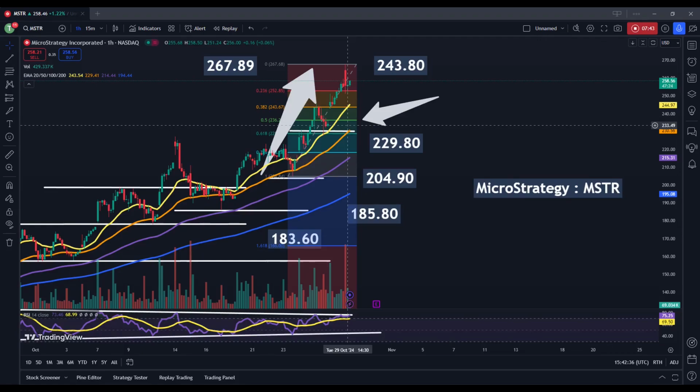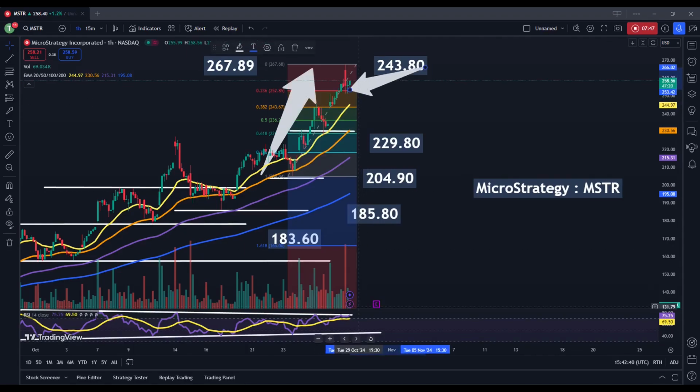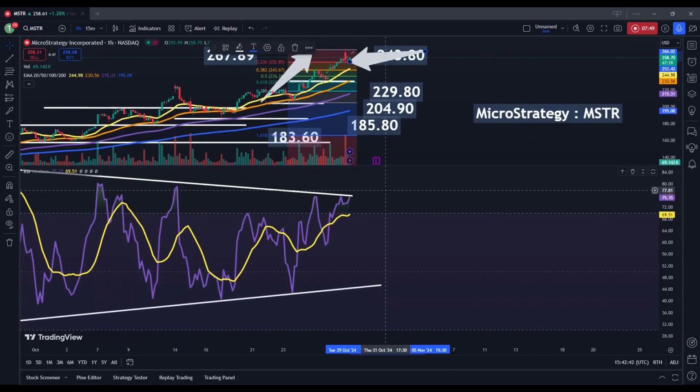So this is something to just consider here, because we are reaching extremely extended levels at the moment. And there is an indicator reading here in the RSI, which does suggest that momentum is not currently supporting these valuations. So here's the current market update from MicroStrategy, stock ticker MSTR.